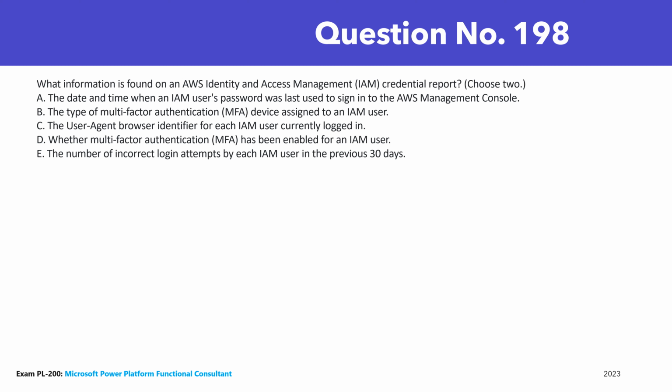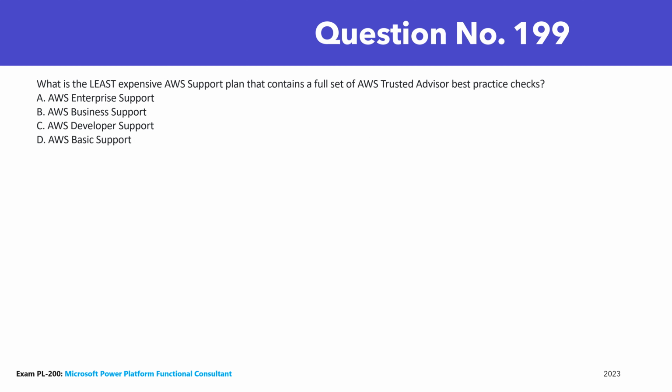What information is found on an AWS Identity and Access Management, IAM, credential report? Choose 2. A. The date and time when an IAM user's password was last used to sign into the AWS Management Console. B. The type of multi-factor authentication, MFA, device assigned to an IAM user. C. The user agent browser identifier for each IAM user currently logged in. D. Whether multi-factor authentication, MFA, has been enabled for an IAM user. E. The number of incorrect login attempts by each IAM user in the previous 30 days. Correct answer, A, C.